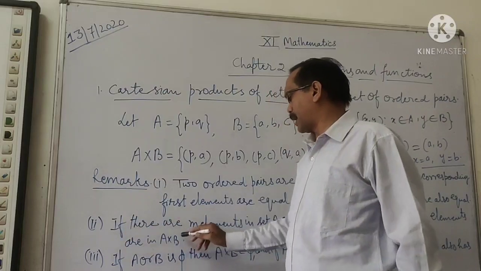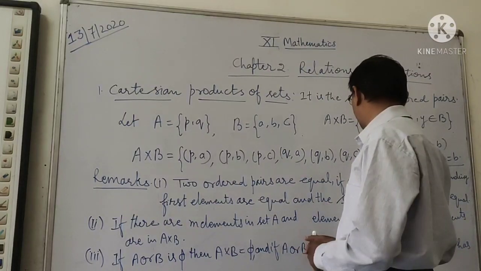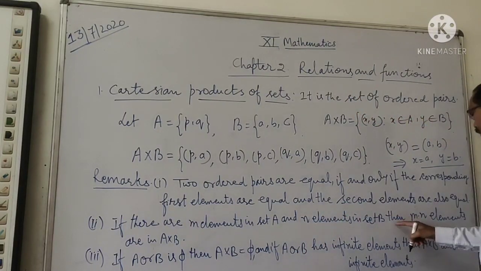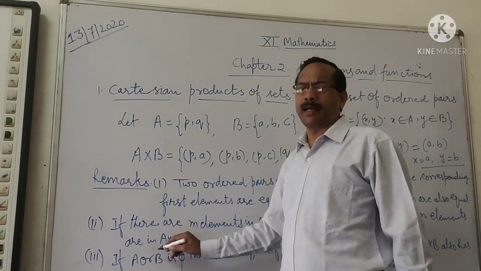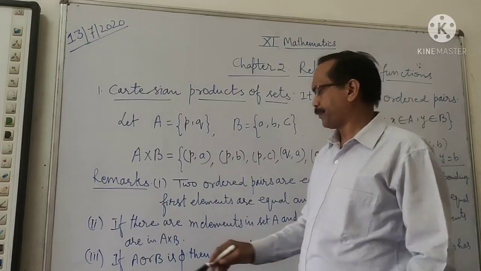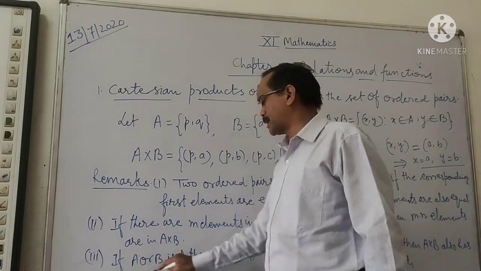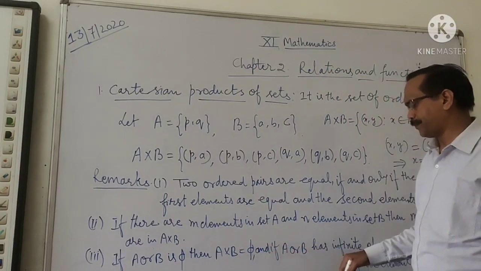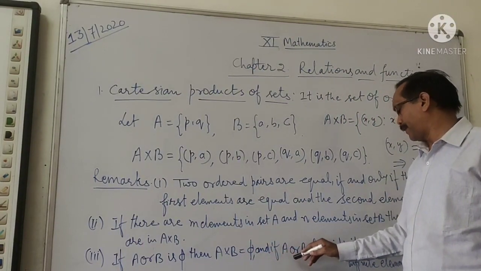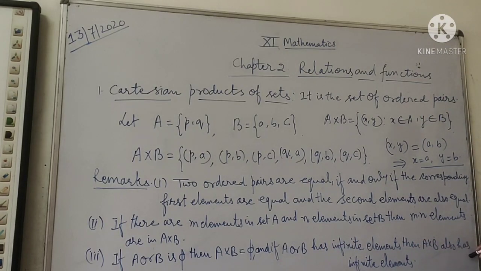Second, if there are m elements in the set A and n elements in the set B, then mn elements are in A cross B. Third, if A or B is finite, then A cross B is also finite. And also, if A or B has infinite elements, then A cross B also has infinite elements. Right?